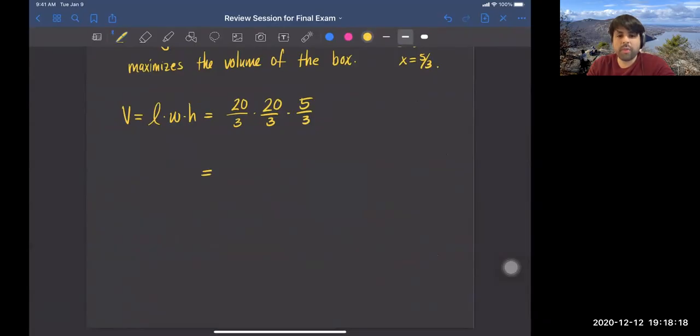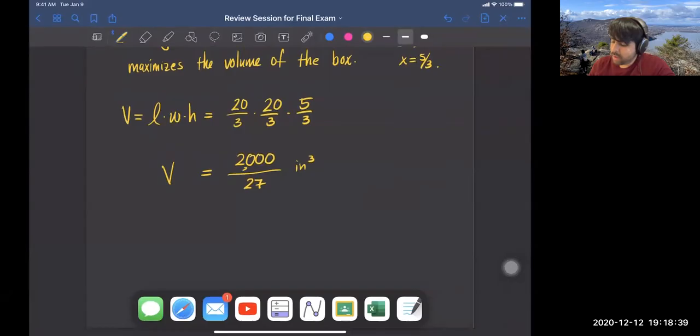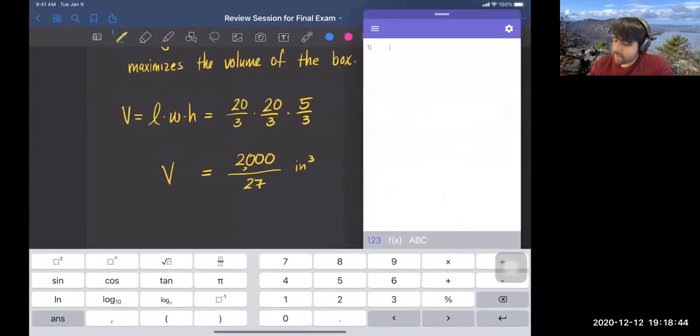So 20 times 20 is 400. 400 times 5 is what? 2,000. And then 3 times 3 times 3 is 27. So this will be my volume. And the volume is in inches, right? So this would be inches cubed. And if you want more of an approximated value, let me just get that really quick. So this is 2000 divided by 27. So it's approximately 74.07 cubic inches.